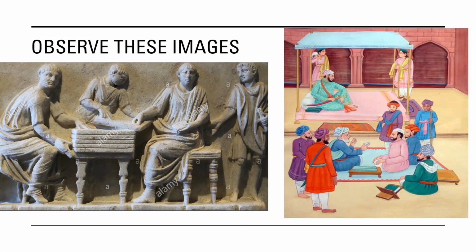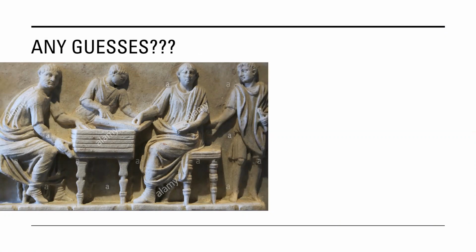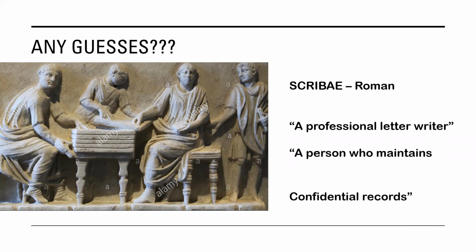I hope you all must have observed these images. And I also know that the first image was a little bit difficult to guess. Still, I'll ask you all, any guesses or anything you understood by observing the images? So here comes the first image. This image shows that in the Roman times, there was a word which was called scribe. Scribe is nothing but a professional letter writer or the one who maintains confidential records. So this is a picture showing a scribe.